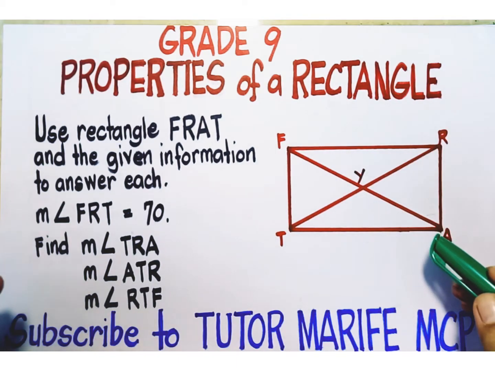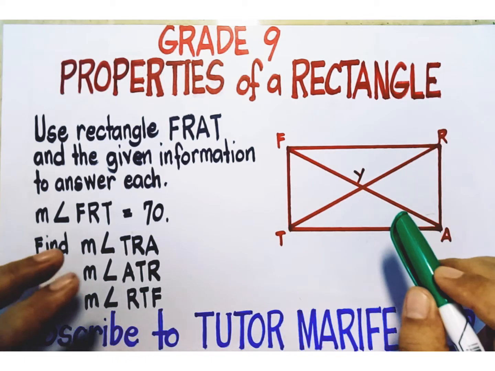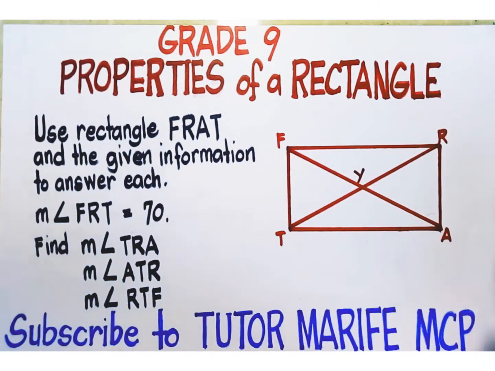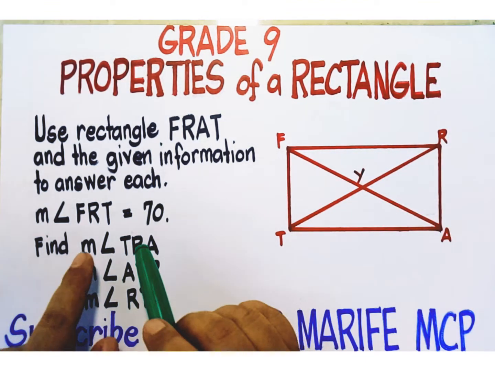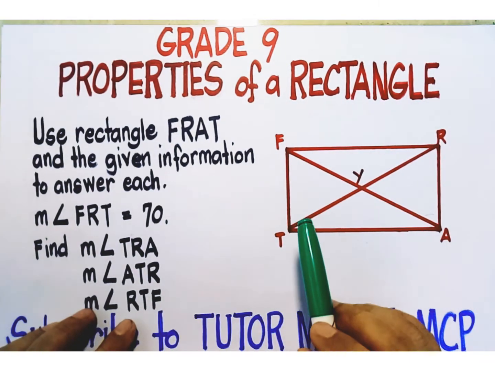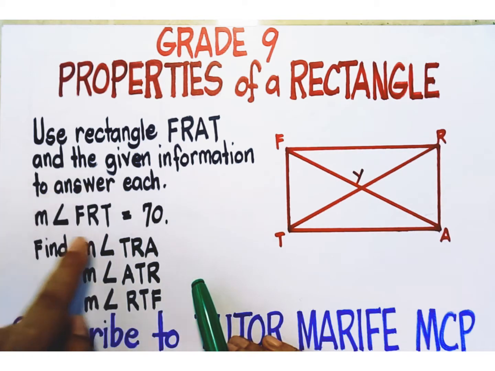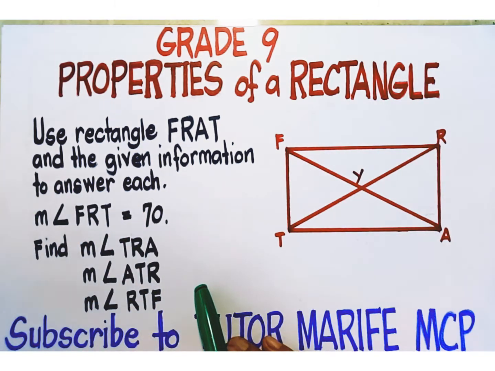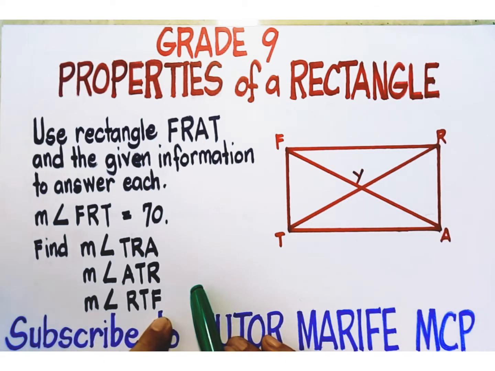I create math video lessons that could serve as your supplemental learning resources. In this video, we're going to study some properties of a rectangle and apply those properties in finding these indicated angles. We have here rectangle FRAT, and this given information, measure of angle FRT equals 70 degrees. We are required to find the measure of angle TRA, measure of angle ATR, and measure of angle RTF.